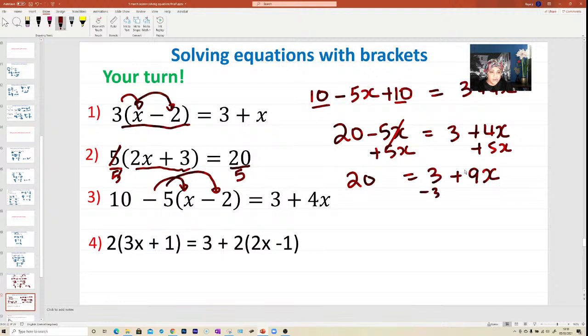Take away 3 on both sides. So we got 17 equals, these will cancel, 9x. And then we divide by 9 on both sides. So x is equal to 17 over 9. And that one is for number 3.